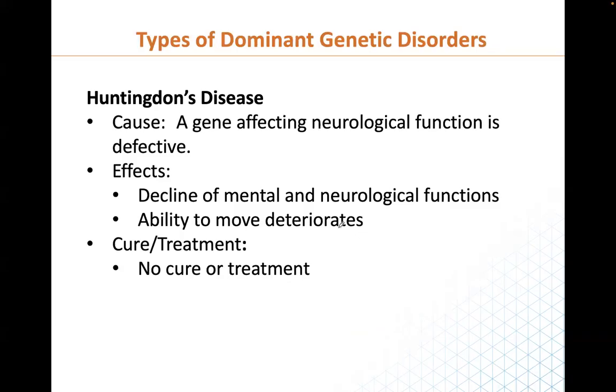The ones we talked about before were recessive. So now an example of a dominant one is Huntington disease. When a gene affecting neurological function is defective, the person would have Huntington disease. How does it affect the person? There would be a decline in mental or neurological functions. The person's mental functionability goes down, and the ability to move will deteriorate because the brain controls the movement. There is no cure and no treatment for it.